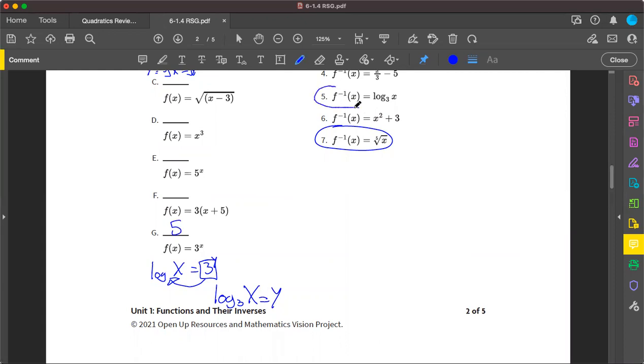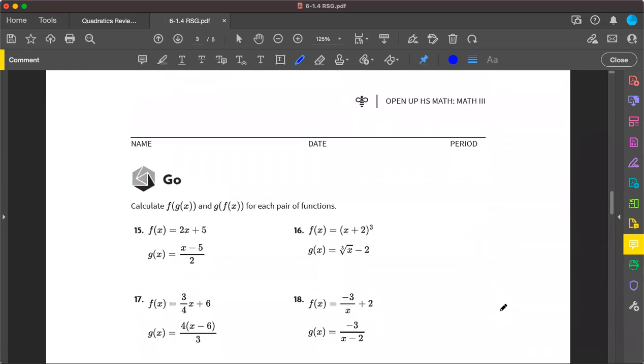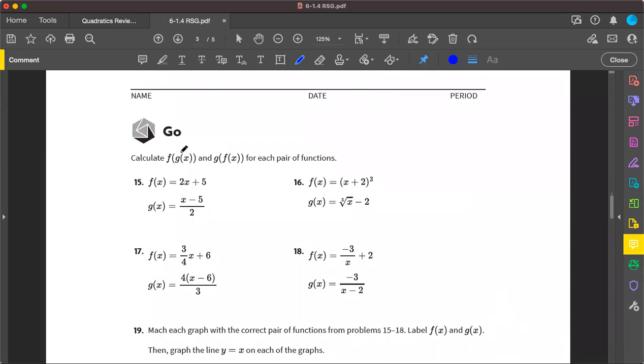And for what it's worth, this is 5. Capiche? Sound okay? Follow those tips. You'll be doing just fine. These are fun. All right, composite functions.